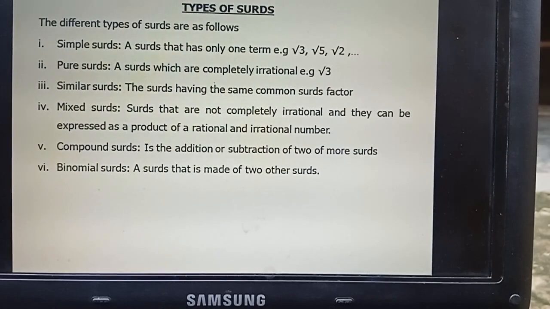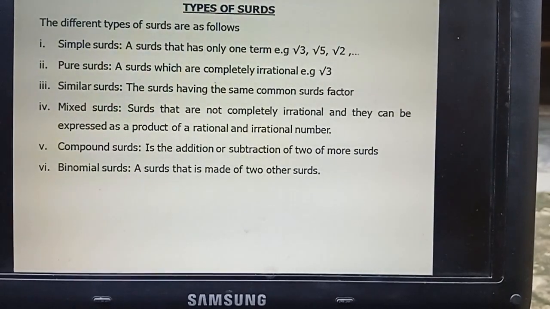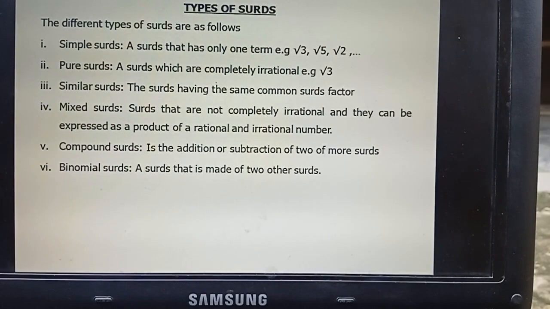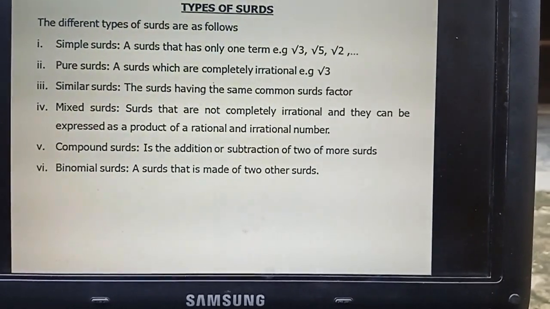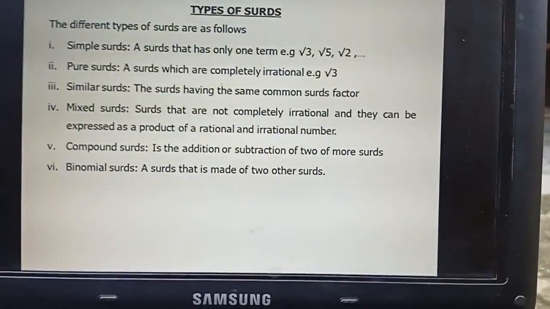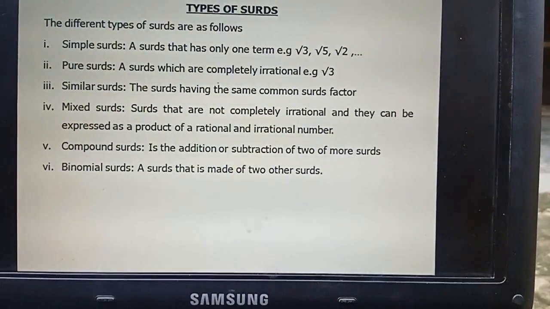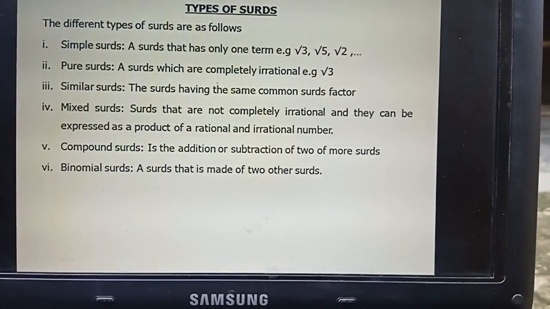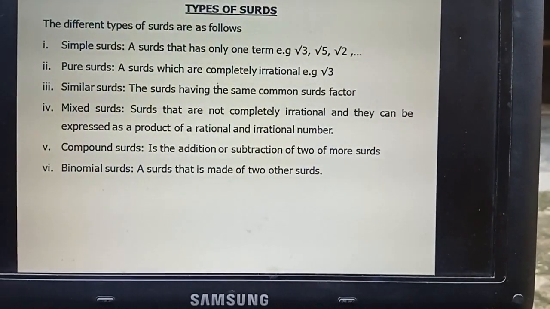A simple surd has only one term. When you say it has only one term, it means we have root of 3, root of 5, root of 2, or root of a, root of b, root of n. Single term, only one term. Then pure surds, which are completely irrational. You know what an irrational number is? For example, root of 3.